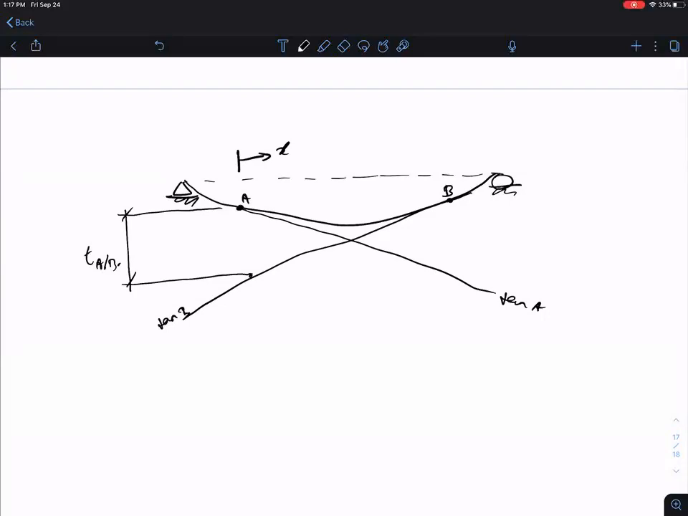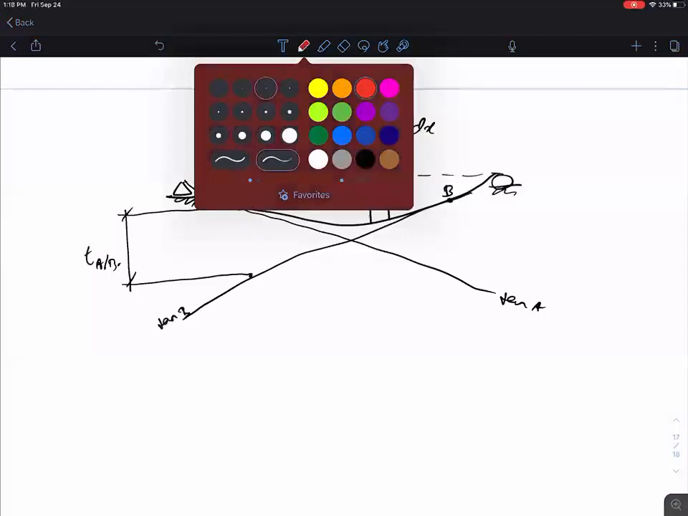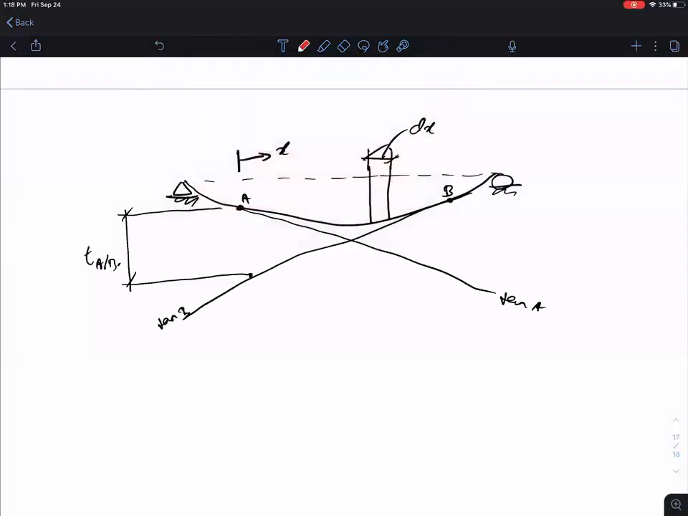Now, if we take another look at our infinitesimal strip of length dx, we can also draw tangents from the two ends of that strip.